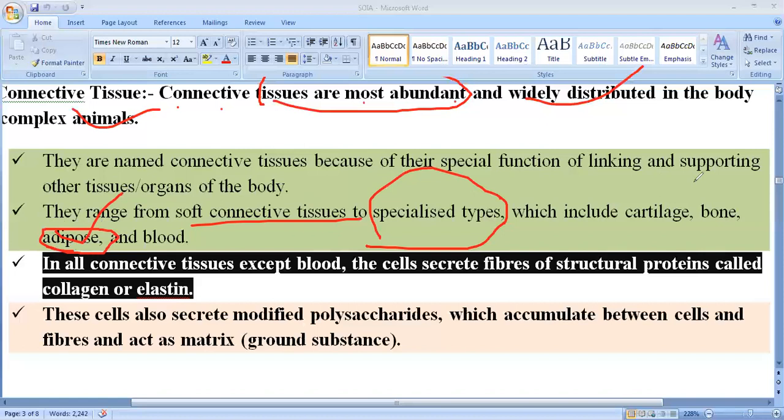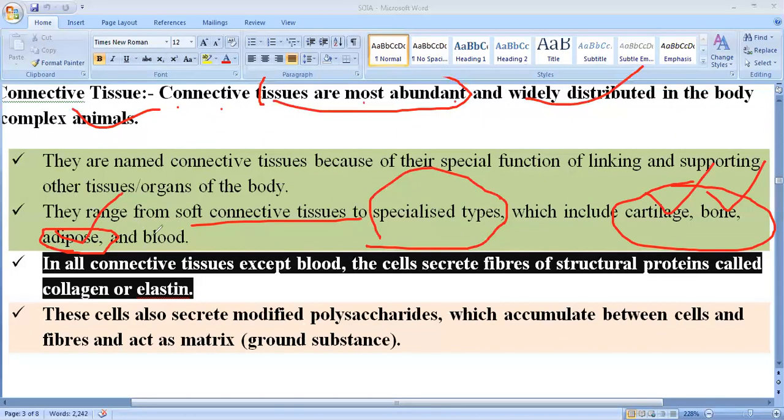In case of the supportive connective tissue, they include both cartilage as well as bone. So they include the supportive connective tissue, or skeletal connective tissue. Why are we saying skeletal? Because cartilage and bones form the endoskeleton.